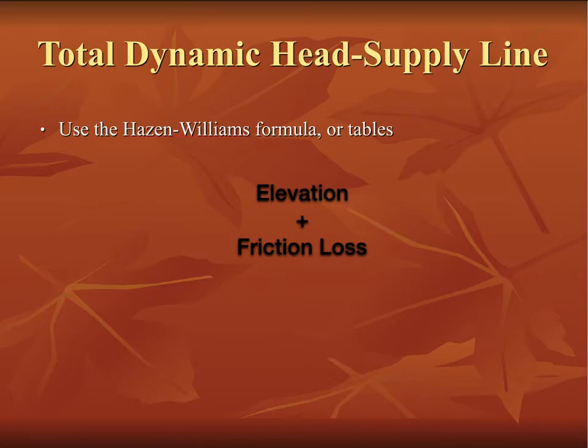The last thing we're going to calculate is the total dynamic head for our supply line. We use the Hazen-Williams formula to calculate the friction loss, and we just add that to our elevation to get our total dynamic head.